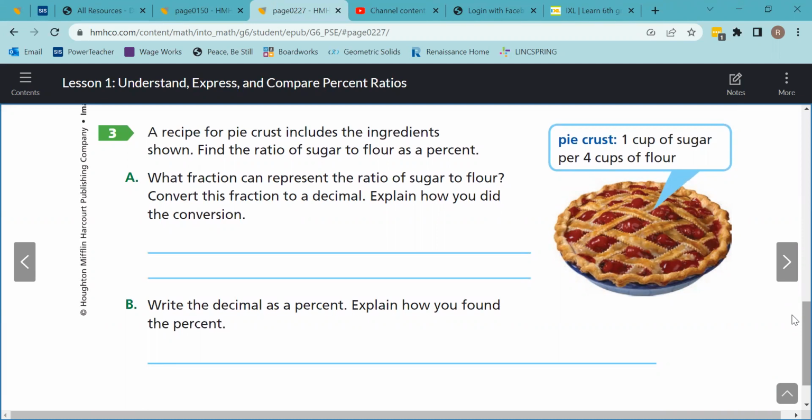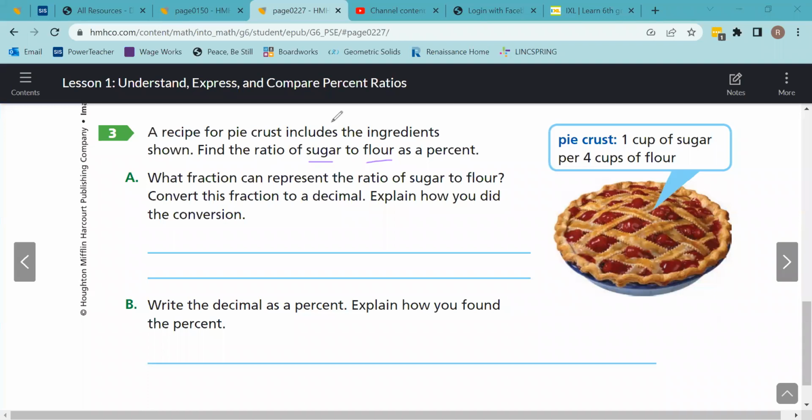Number 3, a recipe for pie crust includes the ingredients shown. Find the ratio of sugar to flour as a percent. Okay, we have to pay attention to the order here. It says sugar to flour, so you have to put your sugar number first. It says 1 cup of sugar to 4 cups of flour. So our ratio is 1 to 4. You could write it as a fraction. Oopsie, what? Okay, it says fraction, sorry. What fraction can represent the ratio of flour to sugar? There we go, 1/4. So when they specify fraction, we have to do that.